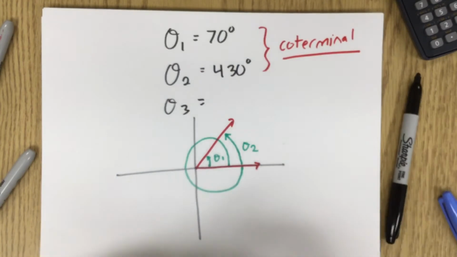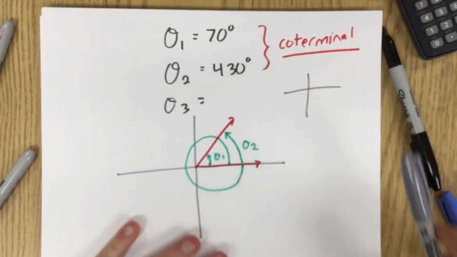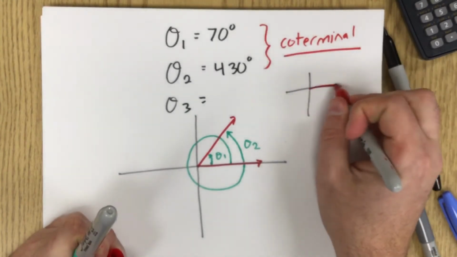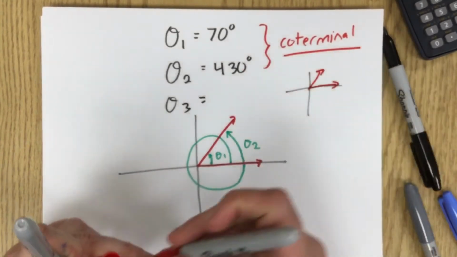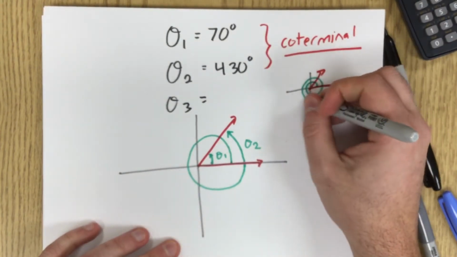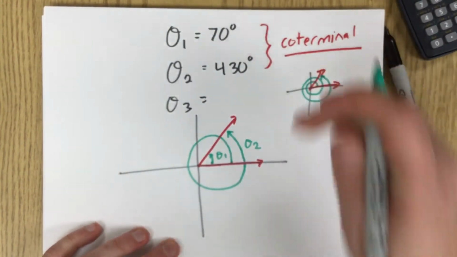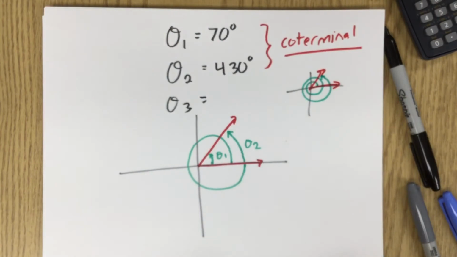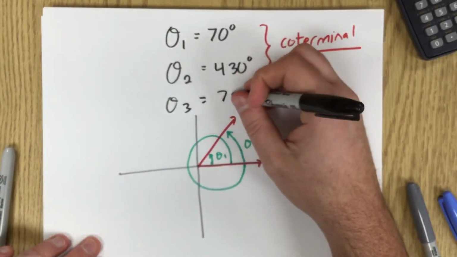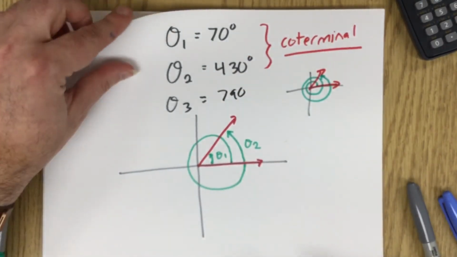If I was going to draw 790, it would look like something like that. And it would have the same terminal arm. So 790 would also be coterminal with 70 and 430.